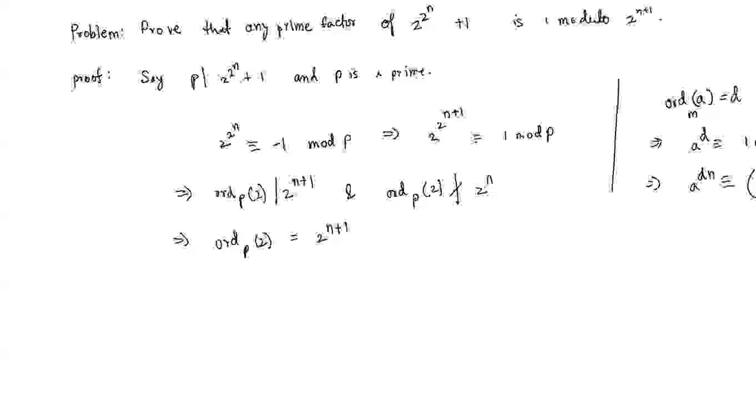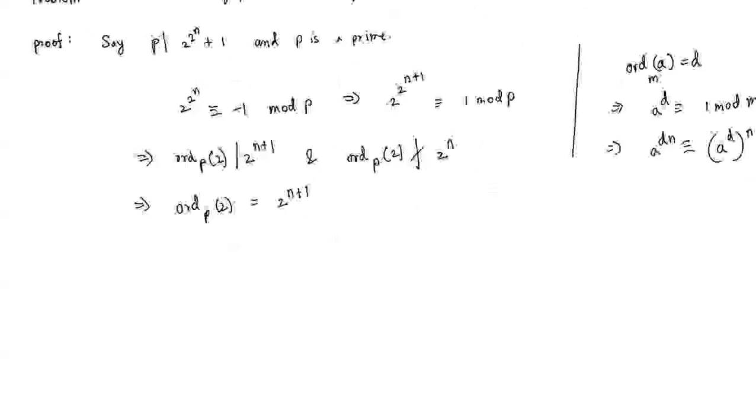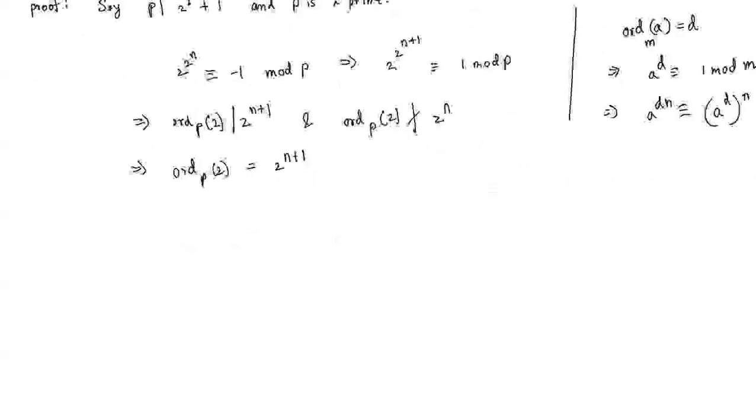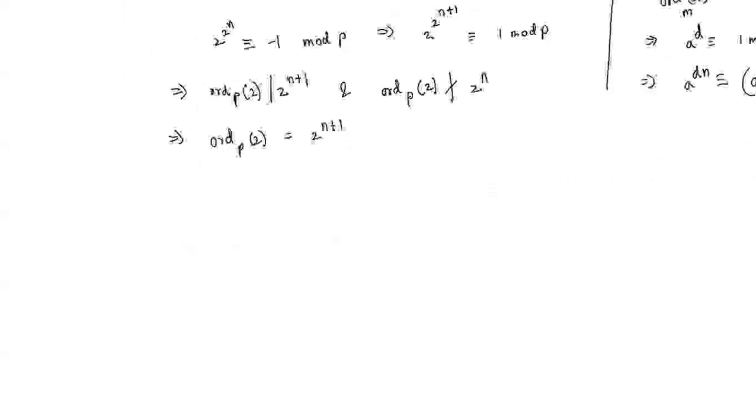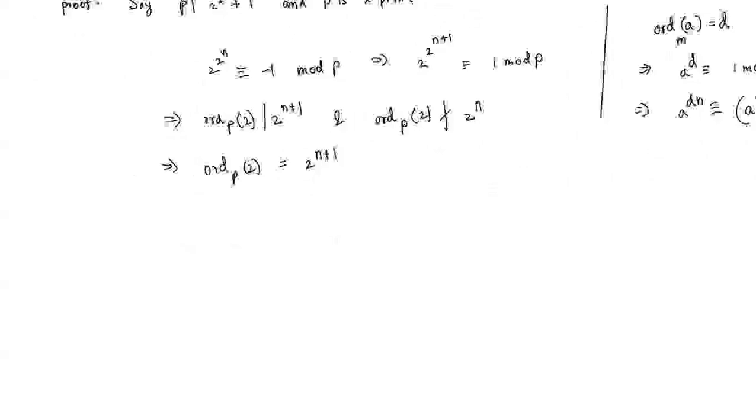So if the order of 2 mod p had been dividing 2 to the power n, then you would have got a 1 mod p here. So yes, the order of 2 mod p is exactly 2 to the power n plus 1. This means that p minus 1 divides 2 to the n plus 1, and that's done.